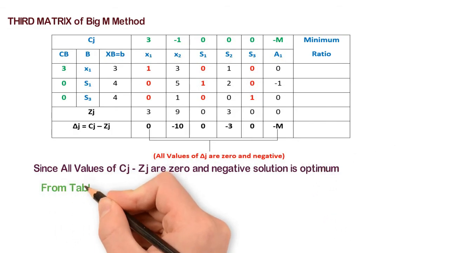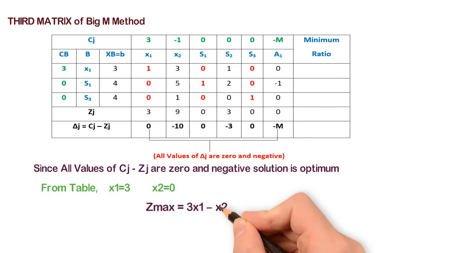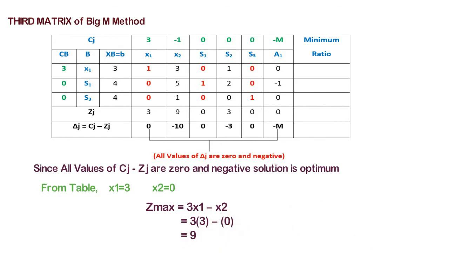Okay, so from the table we will get the values as x1 is equal to 3 and x2 is equal to 0. That is, if you see in the basis, x1 is there, and next to that in the xb column the value is 3. So x1 is equal to 3, and x2 is not there in the basis, so you have to put x2 as 0. Now by using these two values, x1 equal to 3 and x2 equal to 0, we have to calculate z max, that is the objective function. So z max is equal to 3x1 minus x2, that is 3 into 3 minus the x2 value, which is 0. So 3 into 3 is 9, 9 minus 0, so the final value of z max is 9.